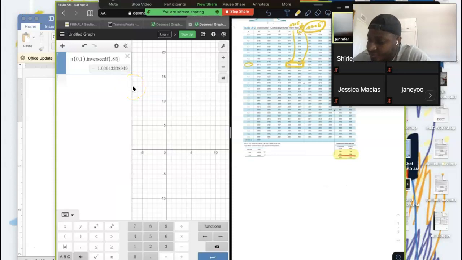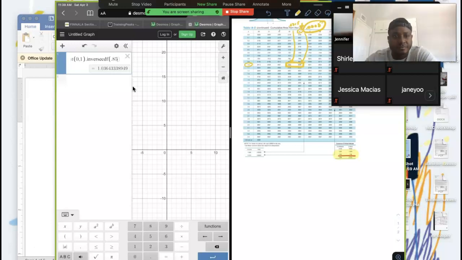All right, let's start this over. In functions, you're going to go to normal distribution, and you want your mean and standard deviation to be 0 and 1. So you're going to go 0, comma 1. And then a decimal, and then you're going to go functions, and then inverse CDF, and then put in the percentile that they gave us, which was 85.